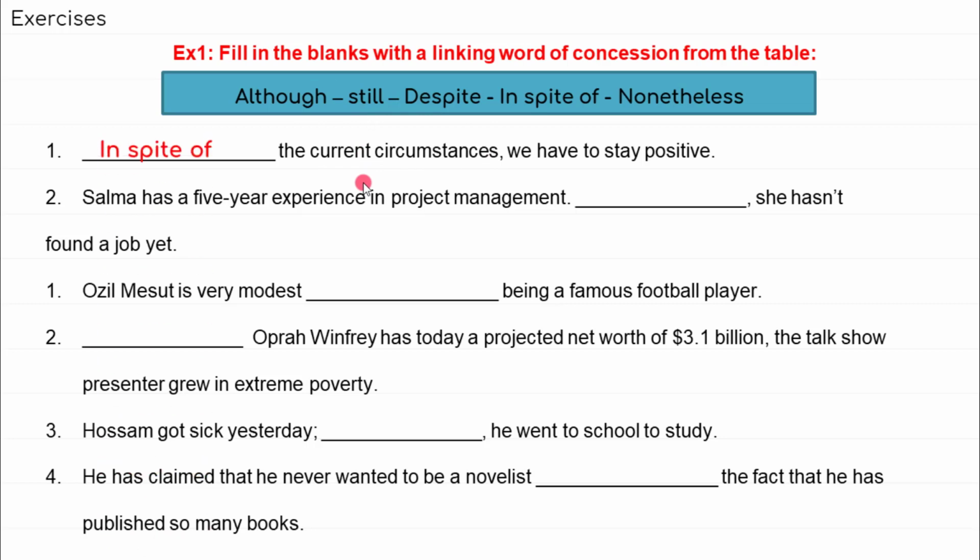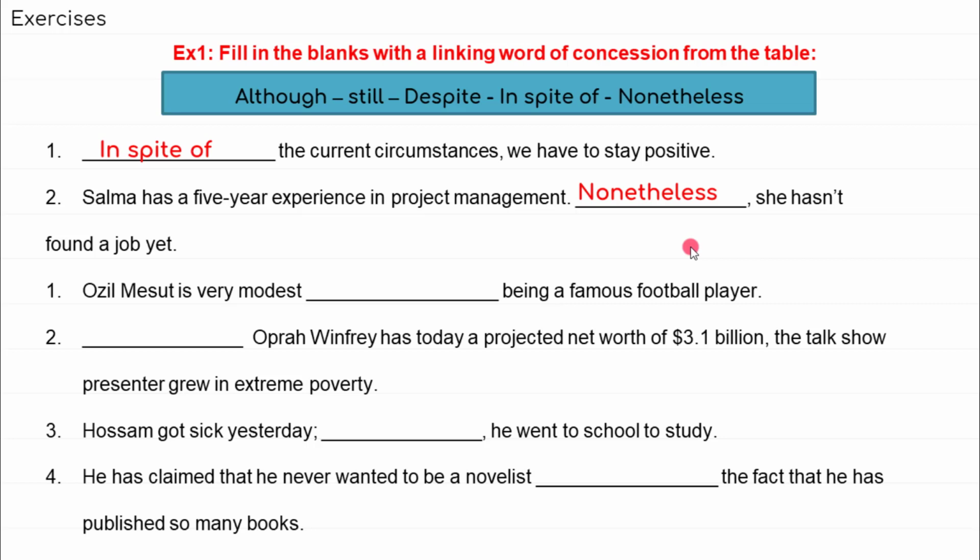Number 2. Selma has a 5-year experience in project management. She hasn't found a job yet. So we have a full stop and after that a comma. And since it's in the middle between two clauses, the answer should be either still or nonetheless.